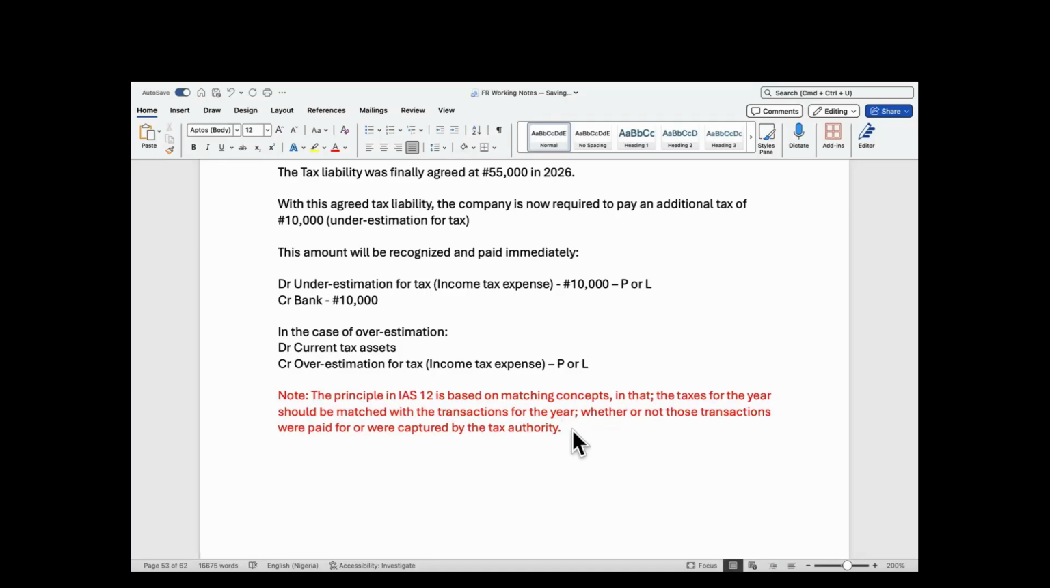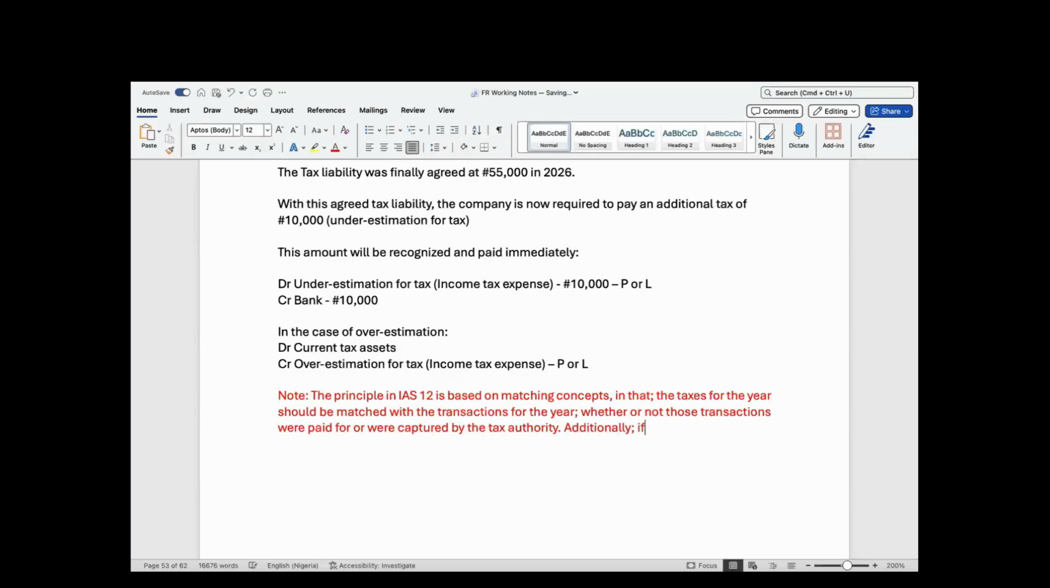We believe that every transaction has a tax implication. And any transaction that occurred this year, you must match it with the tax, meaning the tax must be recognized this year. So whether or not those transactions were paid for or were captured by the tax authority, you need to recognize it that year. Make sure you put it in your books that year, right?